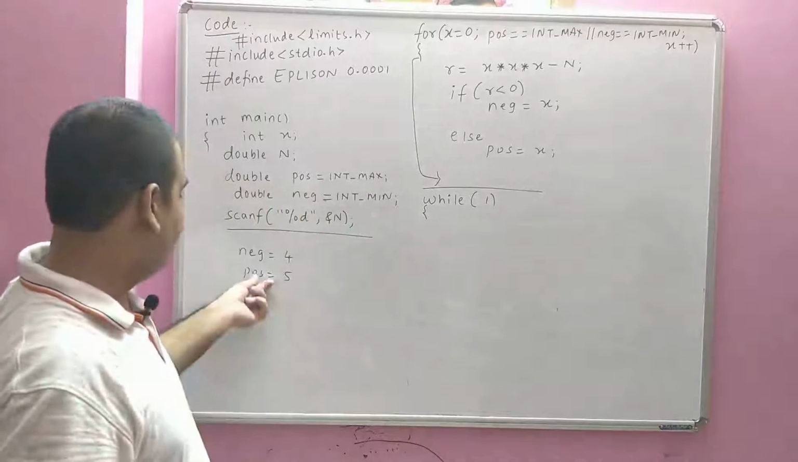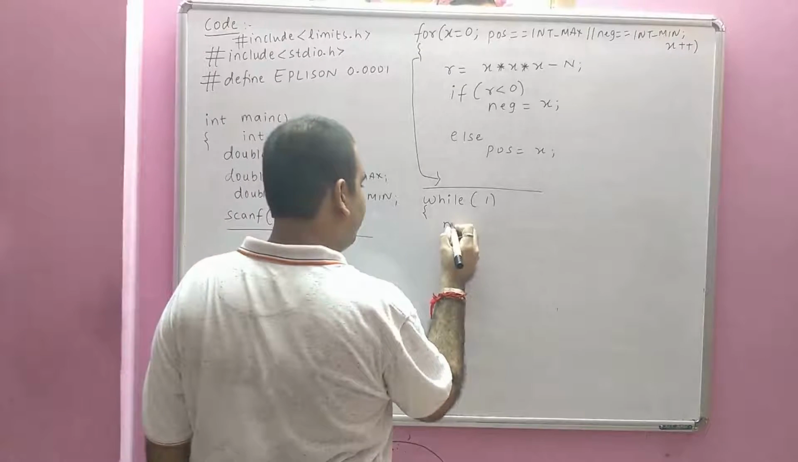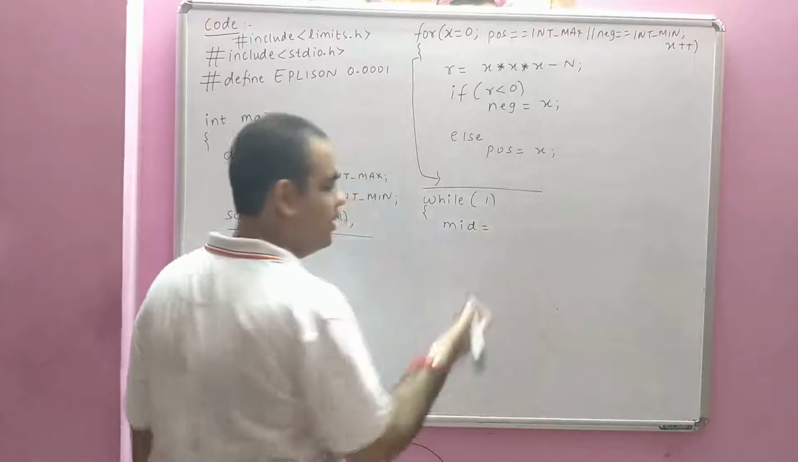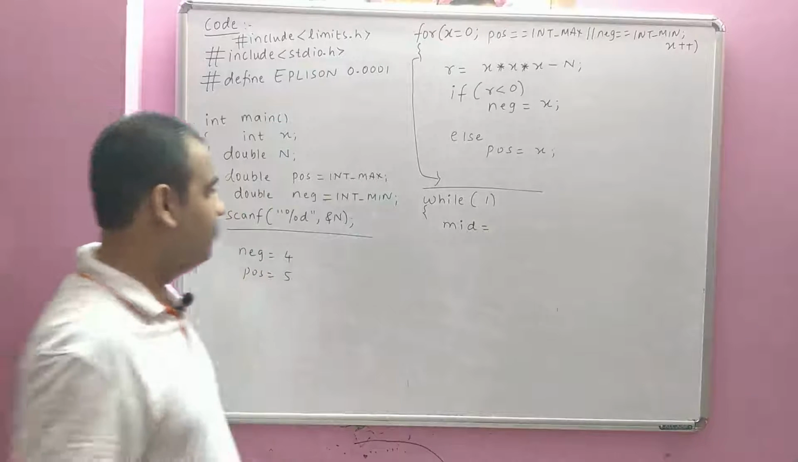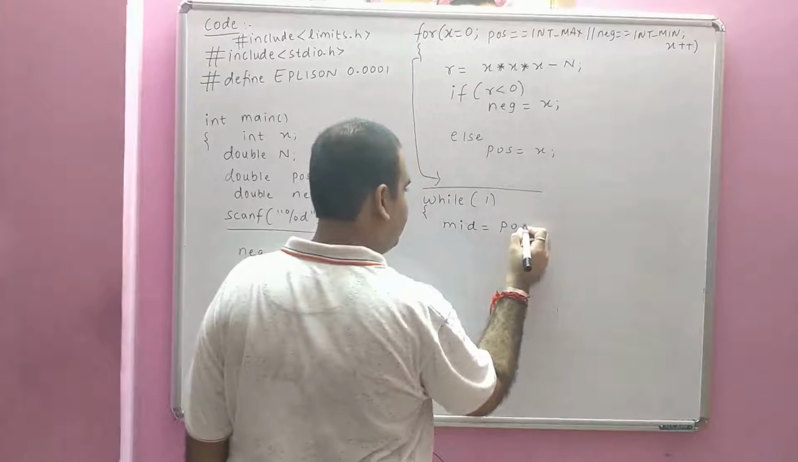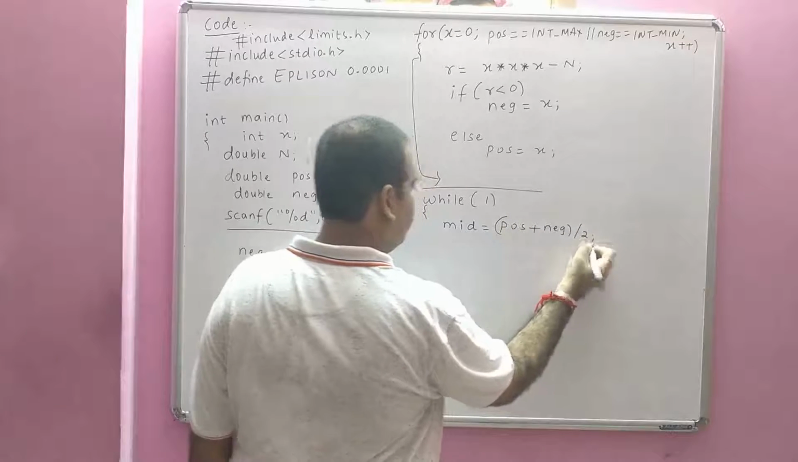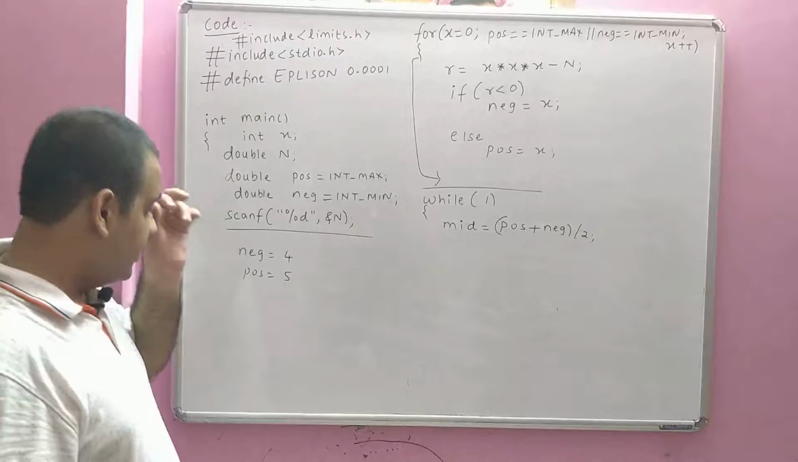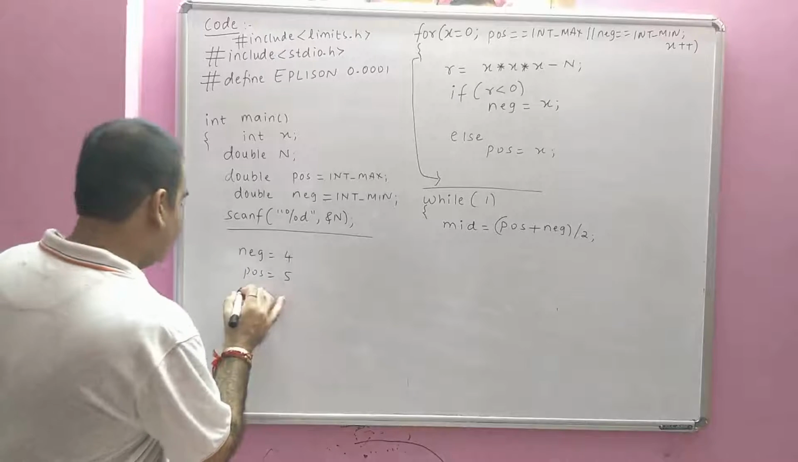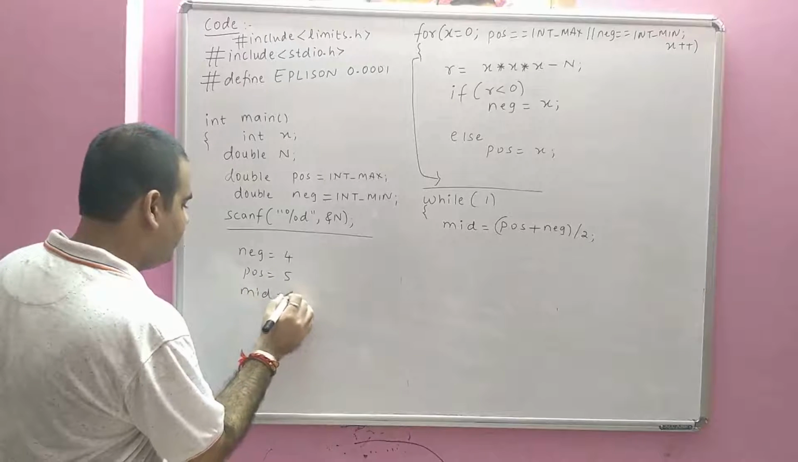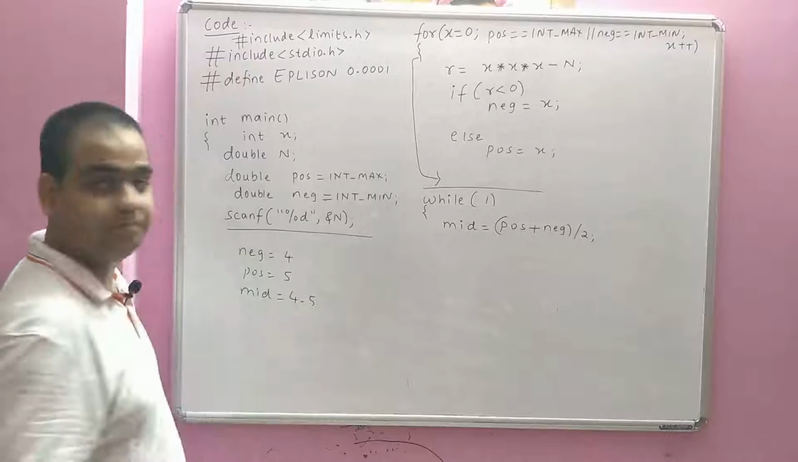The first thing is find the midpoint. And how do you find the midpoint? You say mid is equal to positive plus negative divided by 2. Positive plus negative whole divided by 2. Now positive is double, negative is also double. Hence mid should also be a double variable, which is 4.5.